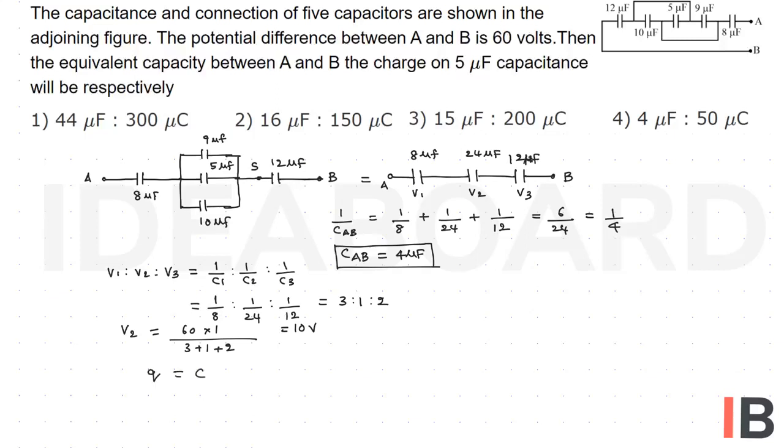Finally Q is equal to C into V2. C is the 5, here V2 is nothing but 10 volt. This is the 50 coulomb. So the fourth option is the right option.